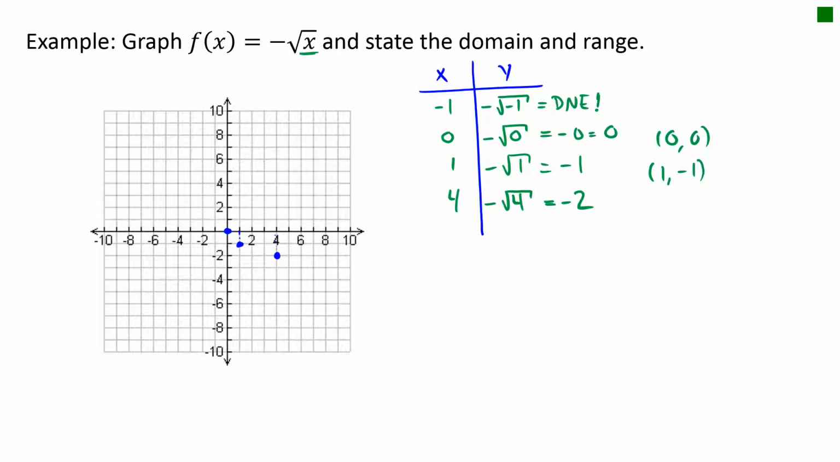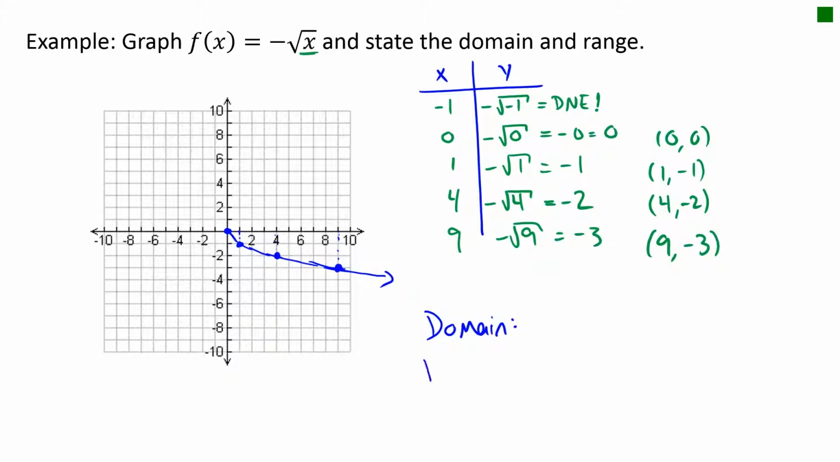And lastly, I'll pick x is equal to 9, y is equal to negative the square root of 9, which is equal to -3. So these points were 4, -2, and now 9, -3. So over 9, down 3, and just by connecting these dots, we see we have this slow curve. I'm going to sketch this again here. This slowly curving line. And then finally, we're going to note the domain and the range.